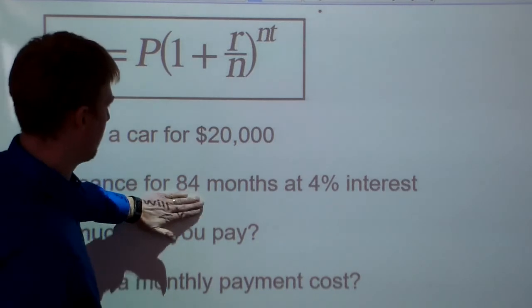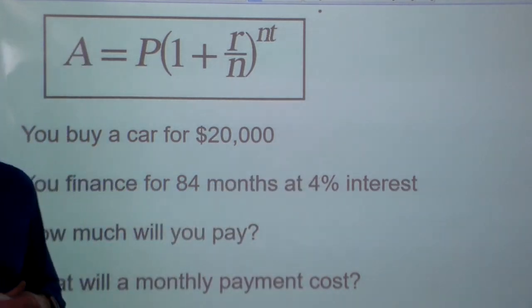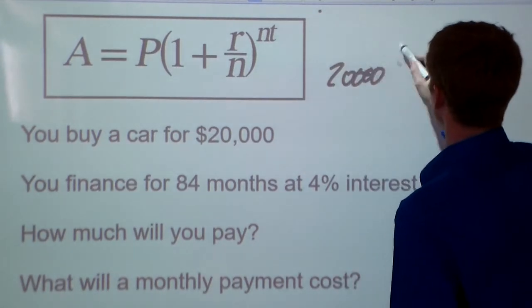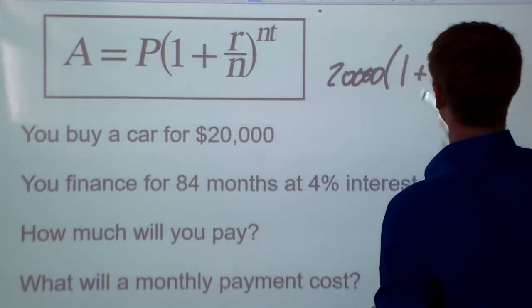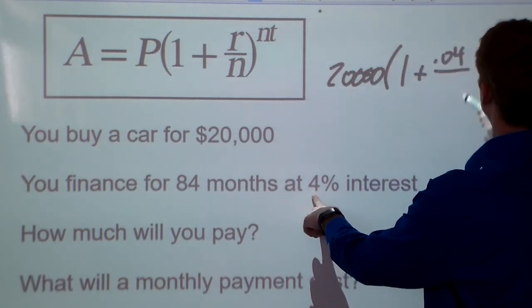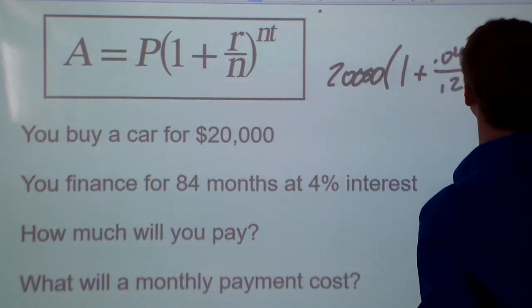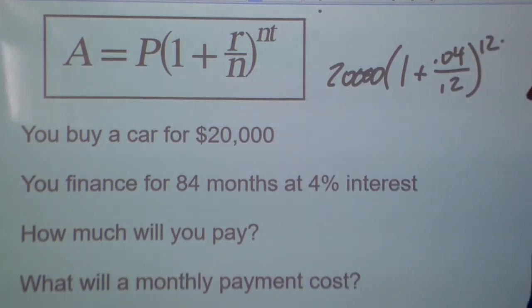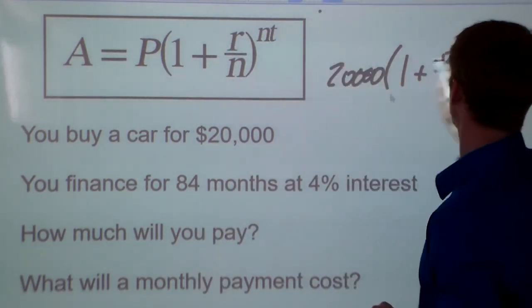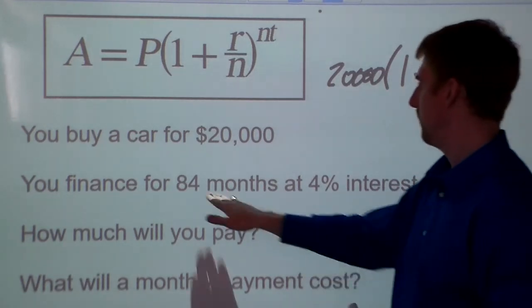We're going to finance it for a little bit longer, and it's going to be a little bit higher interest rate. We didn't do as well for the interest rate here. So again, $20,000 is your principal, 1 plus your rate as a decimal, so 0.04, over 12. And then 12 times the number of years. Now this time I kind of mixed it up a little bit. So let me erase that. I gave you the number of months.